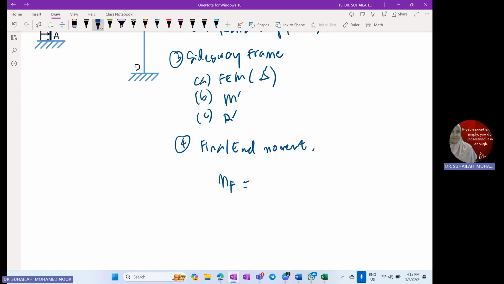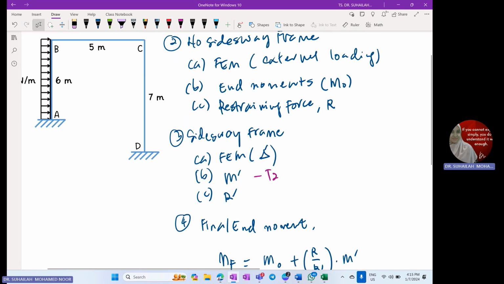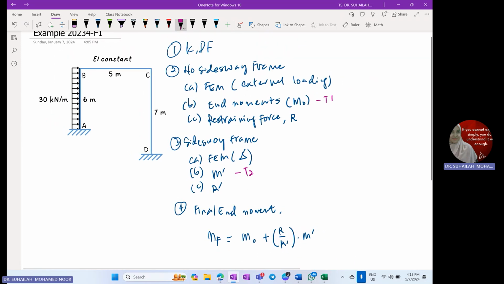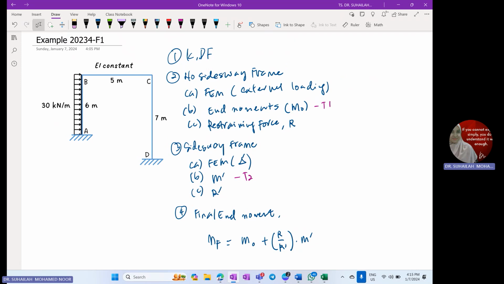M final is actually M naught, and M naught is the end moment from table 1, plus R divided by R prime, the correction factor, times M prime. M prime is the end moment in table number 2. So this is from table 2, and this is table number 1. These are the 4 steps that we should do in order to analyze this frame.